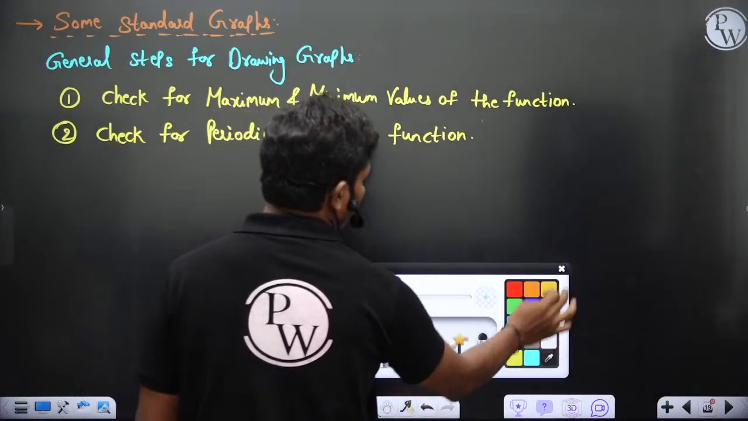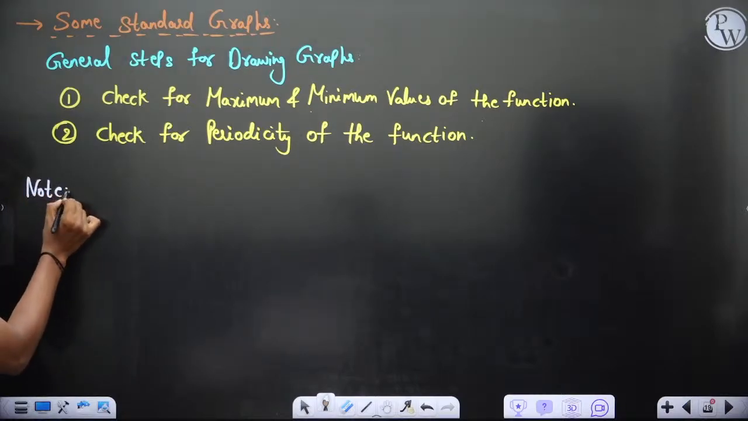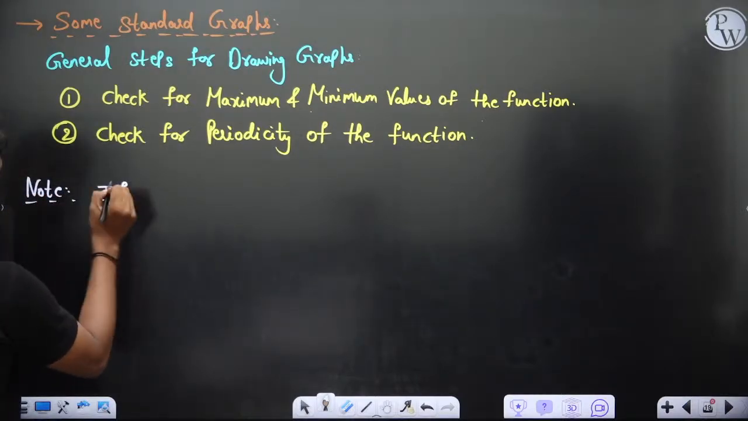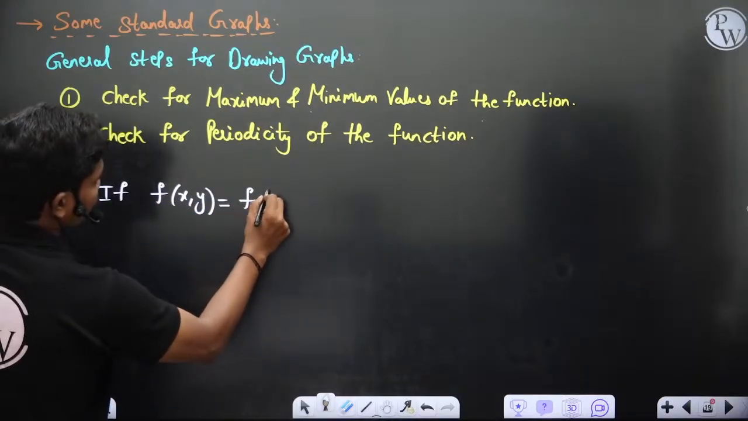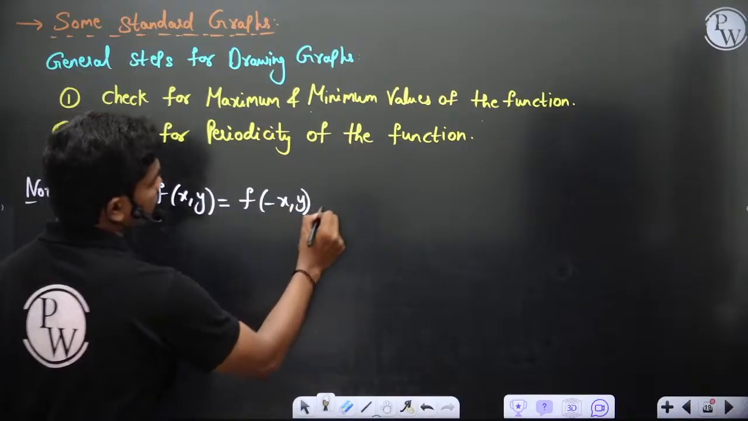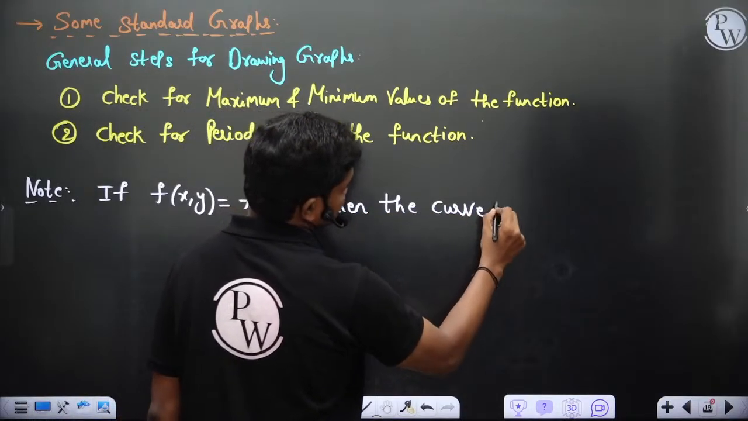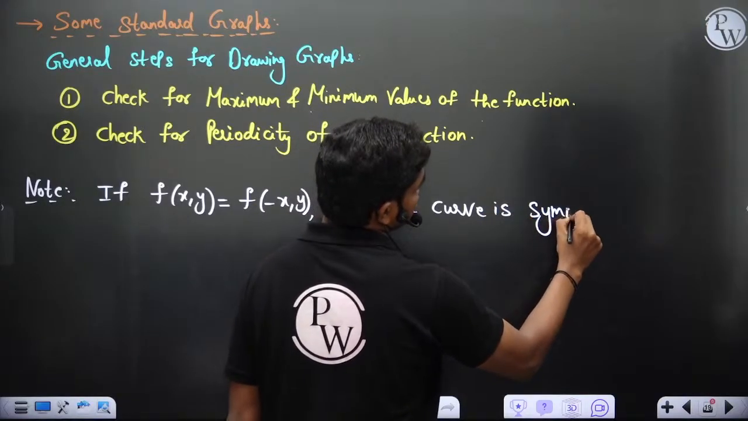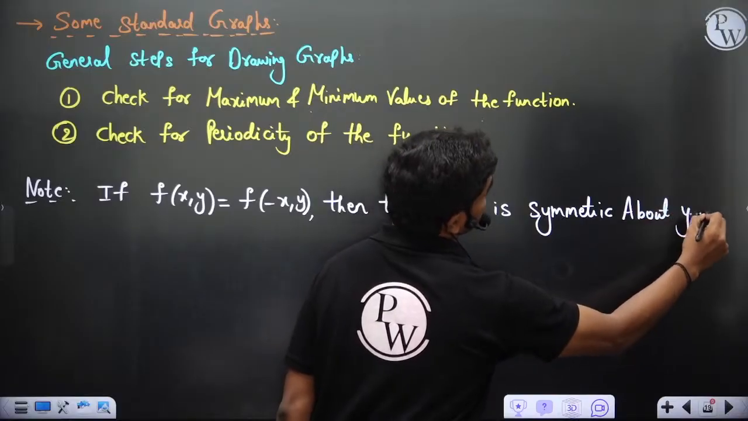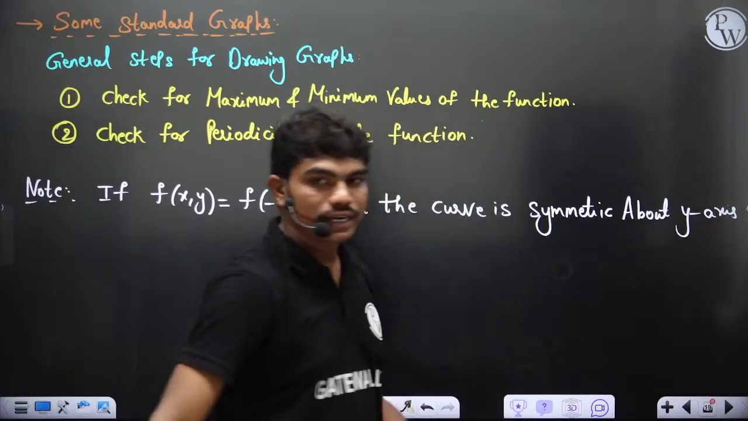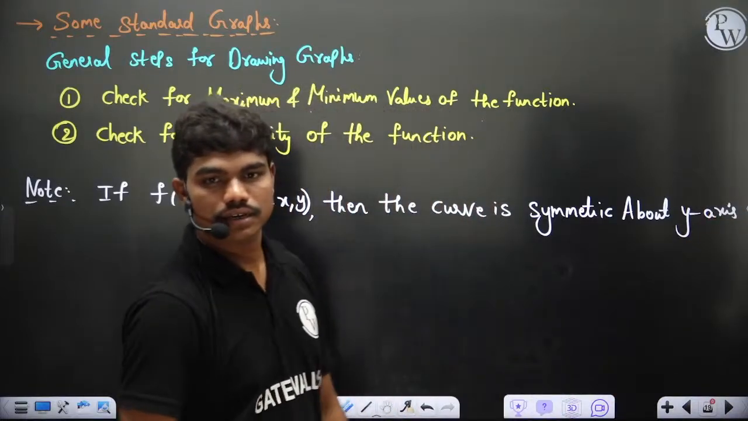Okay, so let's see here. Periodicity. To note, I would like to give you some points. If f of x comma y is equal to f of minus x comma y, okay, then the curve is symmetric about the y axis. It tells you that whatever values you get for x, that also comes for minus x. Clear?